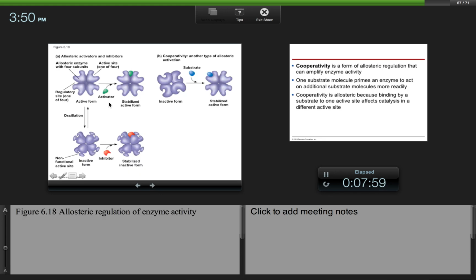Okay, so here we have allosteric activators and inhibitors. Here we have an activator that's binding to the enzyme. This reinforces the shape of the active site so that substrate can bind to the active site. Here we have an inhibitor, which is bound to somewhere on the enzyme, which causes the shape of the active site to change. So this stabilizes the inactive form of the enzyme because the substrate can't bind here.